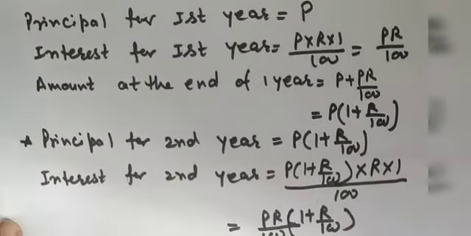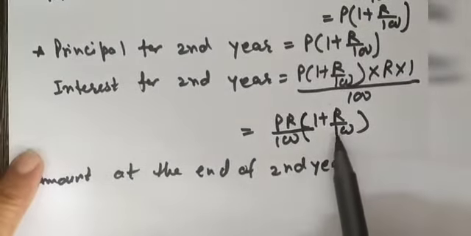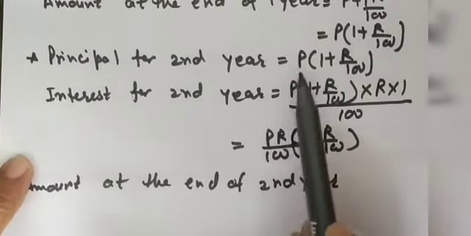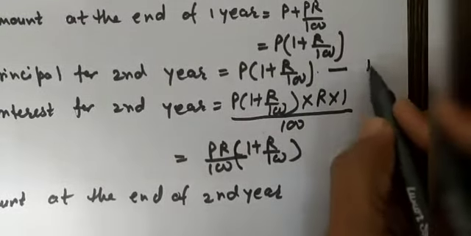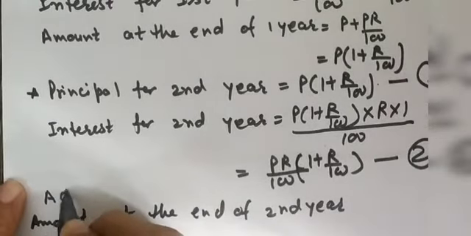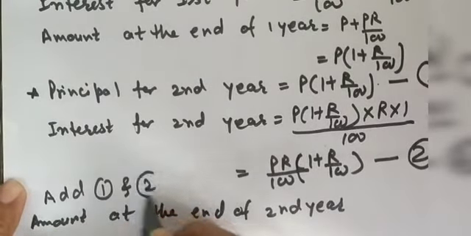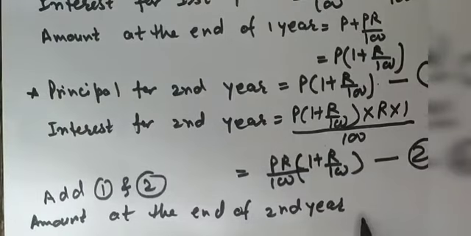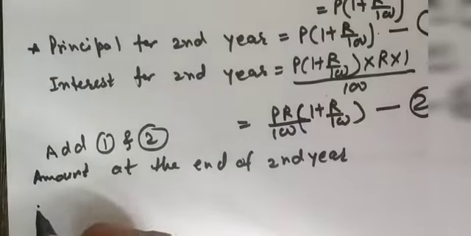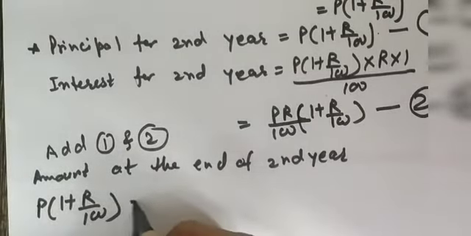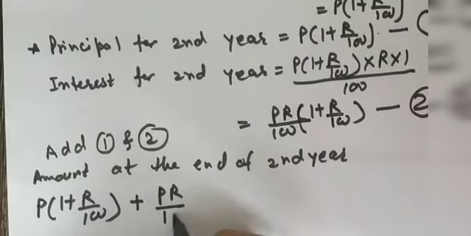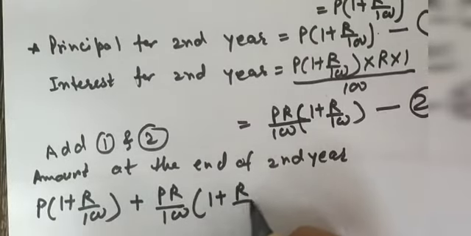So now what will be the amount for the second year? Now we will add this interest to the principal for the second year. We add these two. If I am taking it equation 1 and this equation 2, we will add 1 and 2 and we will get the amount at the end of the second year. So now let us do this. It is P into 1 plus R upon 100 plus PR upon 100 into 1 plus R upon 100.